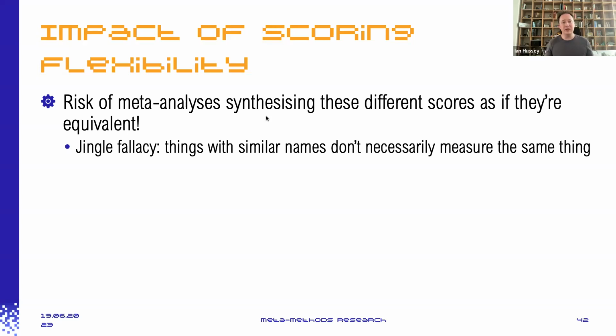Naturally, there is then a risk that meta-analyses would synthesize these different scores, which correlate very poorly, even negatively, with one another as if they are equivalent. And this constitutes a strong risk of a jingle fallacy: the idea that because these are all treated as IGT scores, they would be synthesized as equivalent, when empirically, the details of the scoring may matter so much as to make them inappropriate to synthesize together.